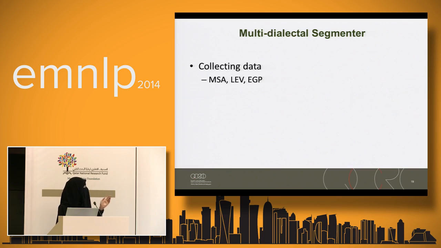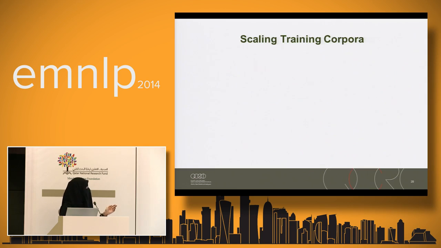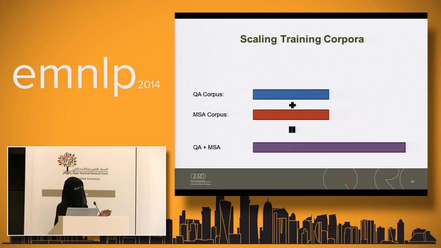So we collected data mainly from the major dialects, MSA, Levantine, and Egyptian, and then we trained a multi-dialectal segmentation model. But the difference here is that before we had only the Qatari data, and now we have Qatari data with other dialects. So one problem could be the difference in sizes. For example, the Qatari corpus is very small compared to the MSA corpus. Therefore, we scale the data in order to be equal, so we make sure that no corpus over-dominates the other, and then we combine them and we pass them to Morfessor as our training data.